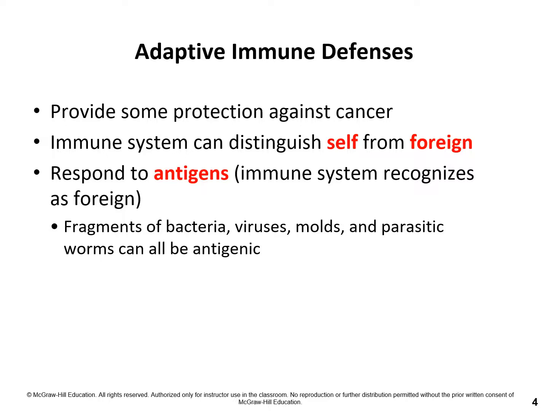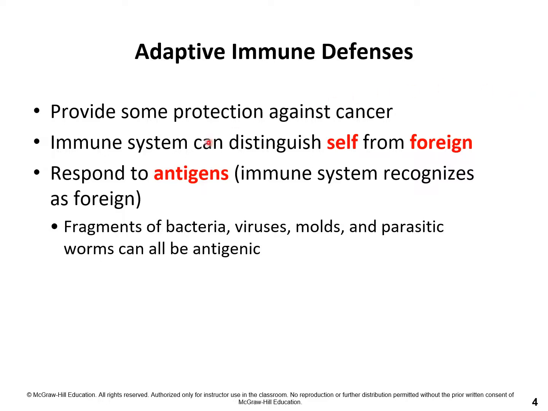So the adaptive immune defenses function to provide some protection against cancer. Cells at any point in time can become cancerous, but it's the job of the adaptive immune response to eliminate those cancerous cells before they start dividing out of control into tumors. So in the very early stages, our body protects us from cancerous cells.